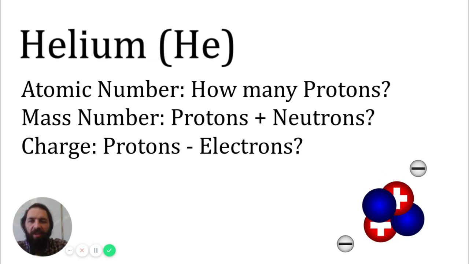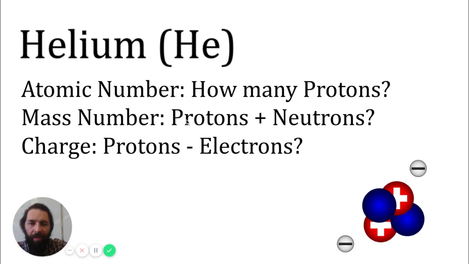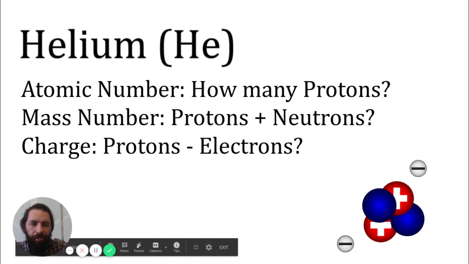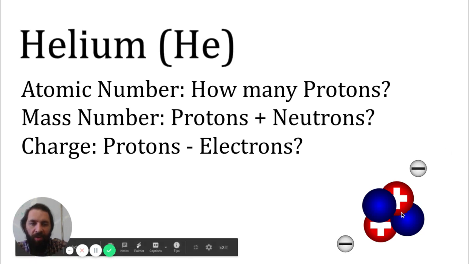Let's try another one. So here's helium. How many protons does it have? So what's the atomic number? That should be 2, because I have 2 protons. 2 protons means the atomic number is 2. Mass number, I'm going to add protons and neutrons, and that's 4, right? I have 2 protons here, 1, 2, 2 neutrons, another 2 right there. 2 plus 2 is 4. All right, and what about the charge? Protons minus electrons. When you do protons minus electrons, you still have 2 protons. We got 2 electrons floating around there.